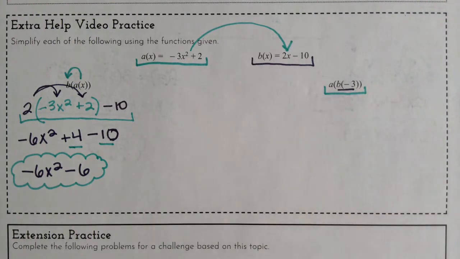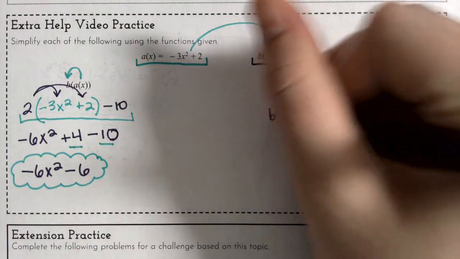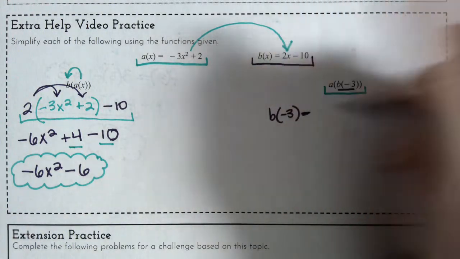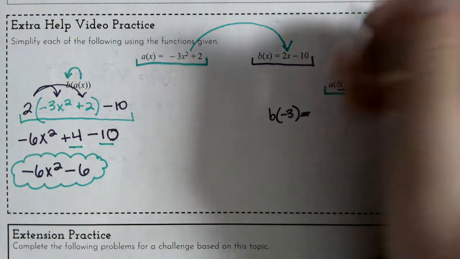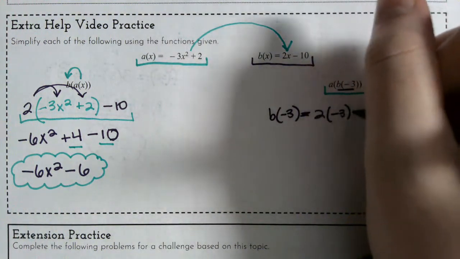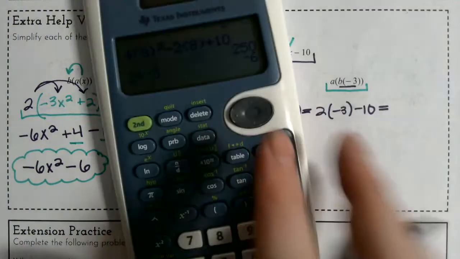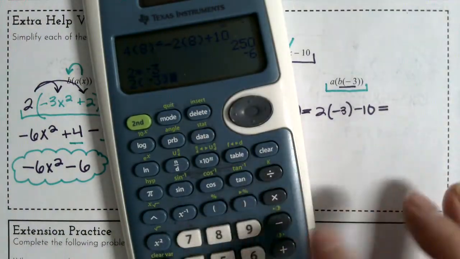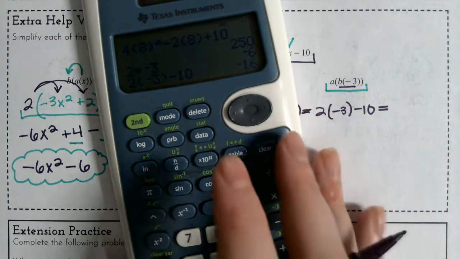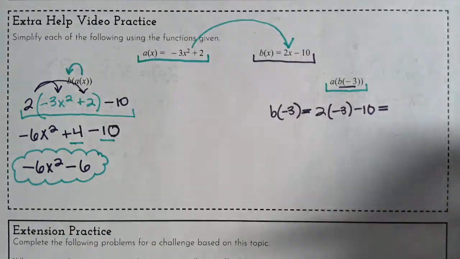So the first thing I need to do is I need to find b of negative 3. And that means I need to plug negative 3 into b. And that gives me, let's see, negative 16.